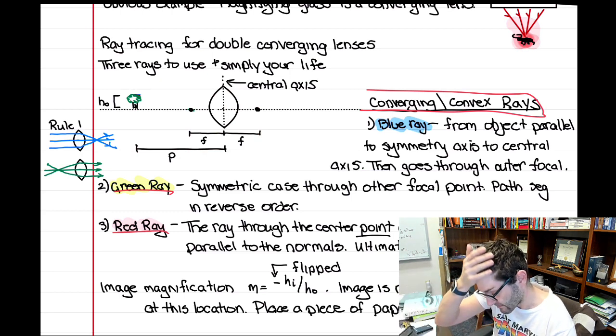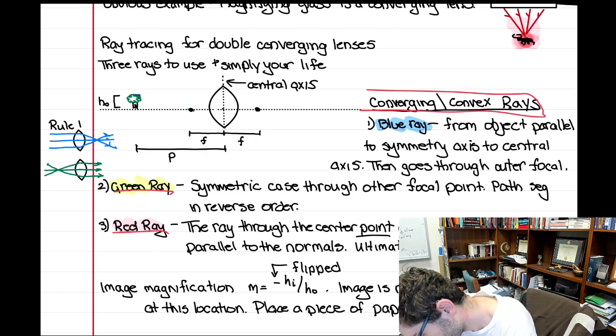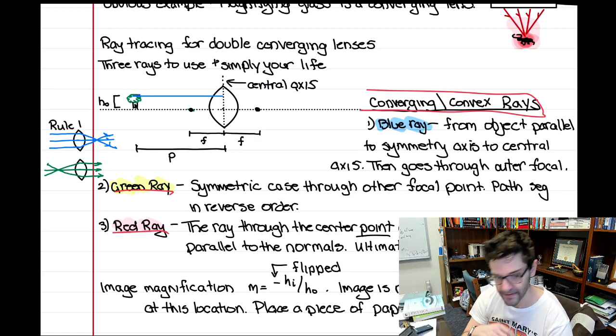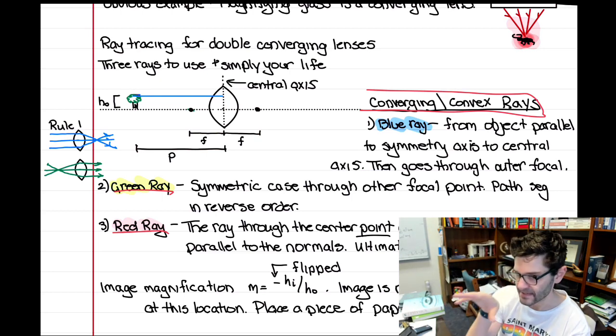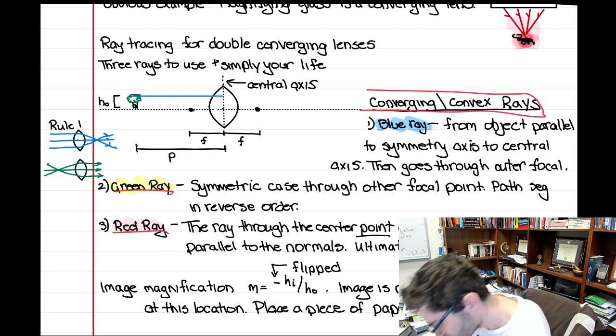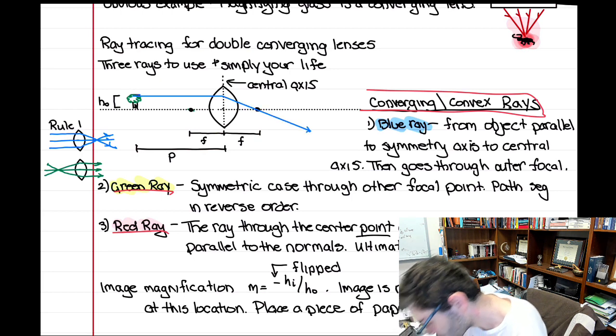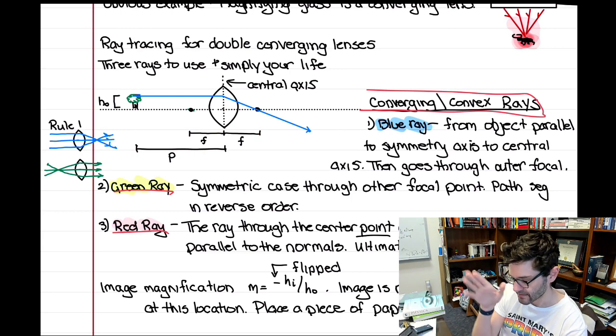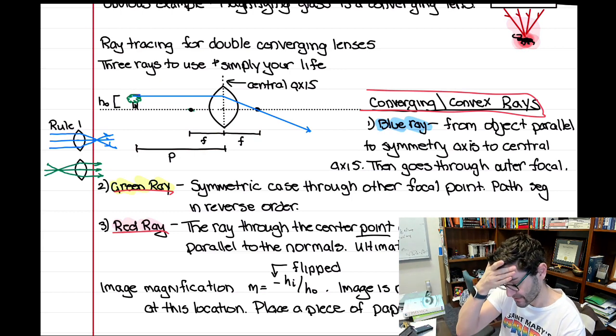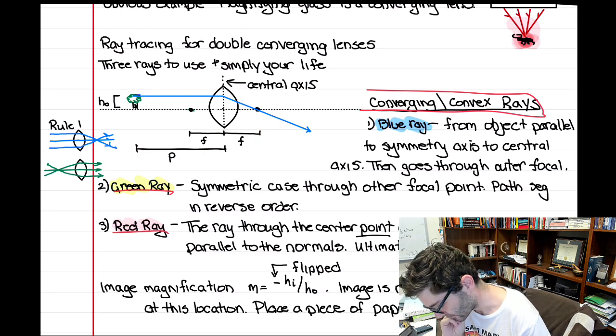The first one is the blue ray. I'm going to use the top of the object and draw from the top. So start at the top of the object and draw a straight line to the central axis of the lens, like that. And again, this is a converging lens, and so ultimately it converges the light down to the focal point. That particular beam of light goes into the lens, comes out, and aims towards the focal point.